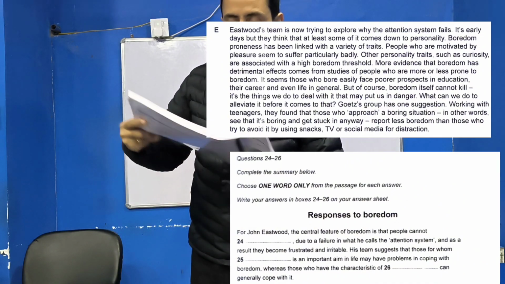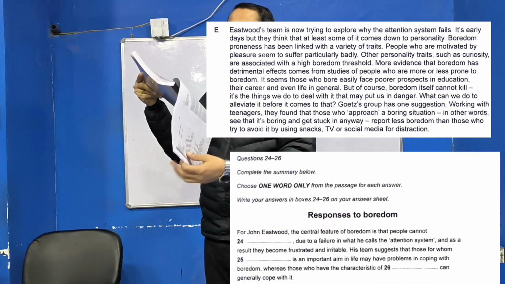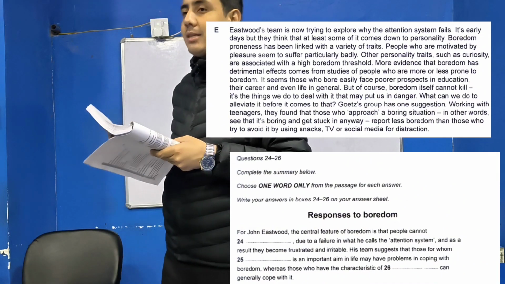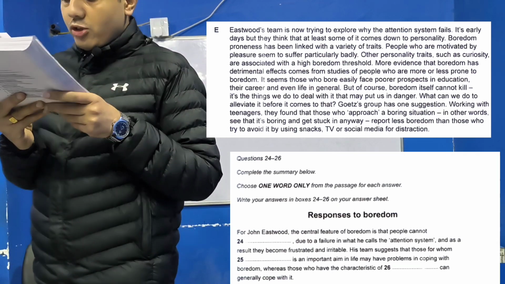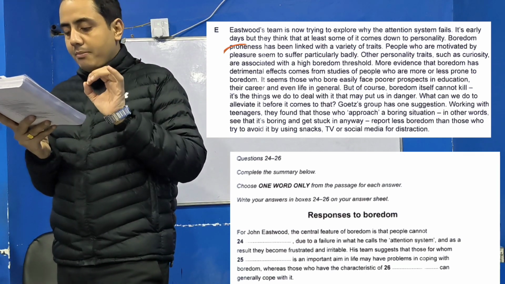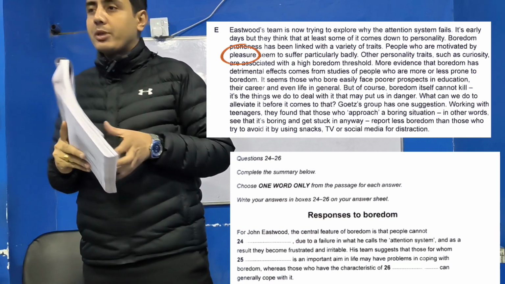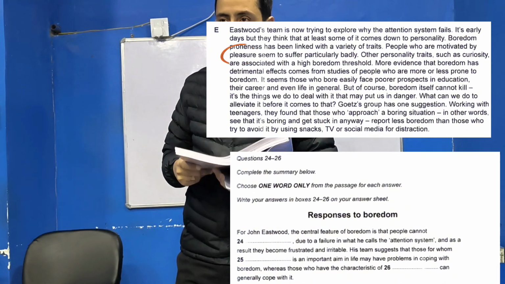That is why I guess number 25, not motivation. Motivation means aim, pleasure. So for whom pleasure is an important aim may have problems coping with boredom because they suffer badly from it. That kind of personality. Think about that.